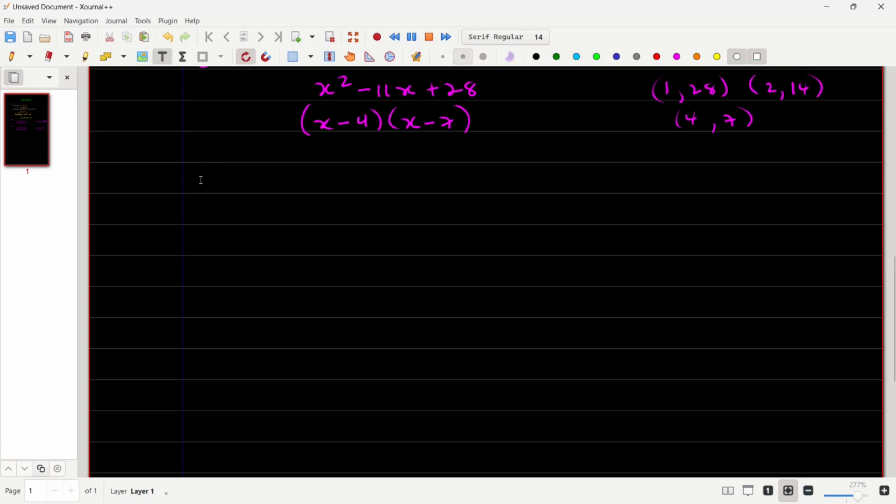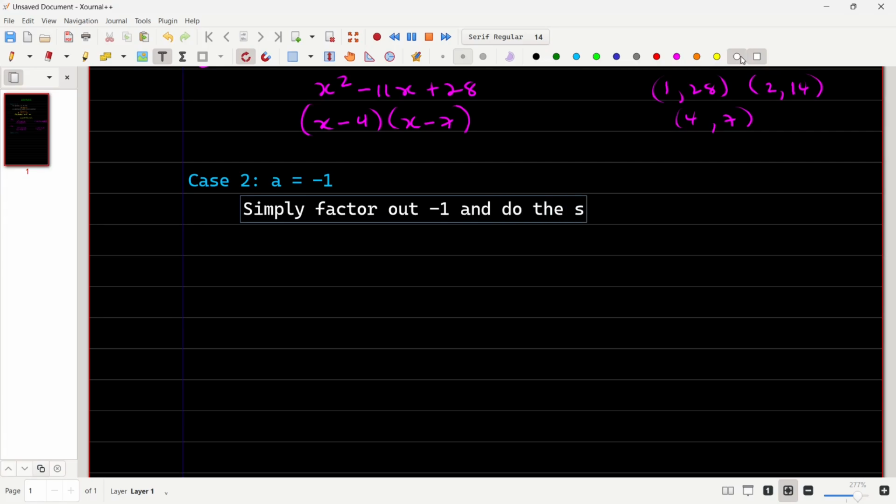Let me just put this in blue over here, and we're going to say it's case 2. Case 2 is the situation of a being equal to negative 1. It's going to have the same exact process, except all we need to do now is factor out negative 1 and then apply the same process. So let me just write that out. Simply factor out negative 1 and do the same as before.